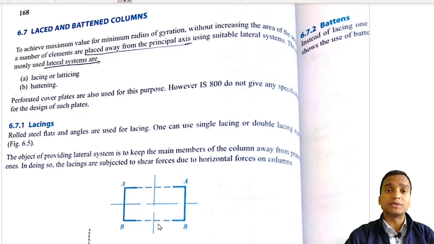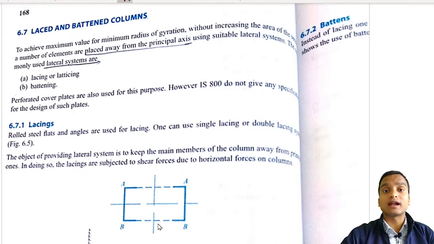In built up columns, we take simple sections like angle sections or channel sections, and we put two channel sections either face to face or back to back. If we connect these two channel sections with the help of some lateral systems like lacings or battening, such a type of column is called laced and battened columns. So why do we go for such built up columns?